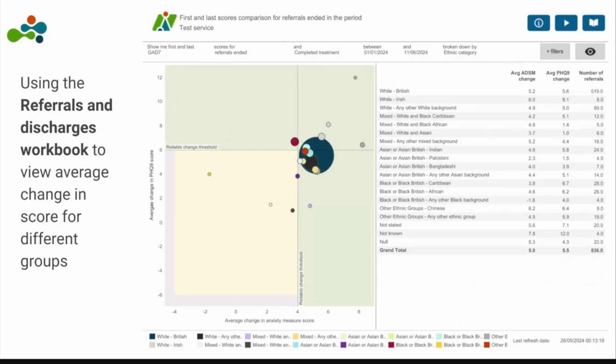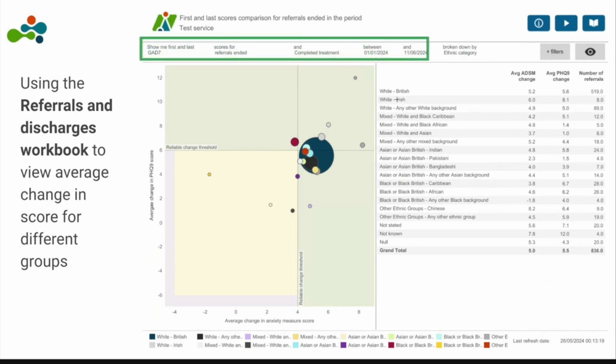Next up, it's still in the referrals and discharges workbook. I did say it was a large one. We can look at the first and last scores comparison, where up here we can set the time period and the group of patients we want to look at, and then we can say what we want it broken down by.